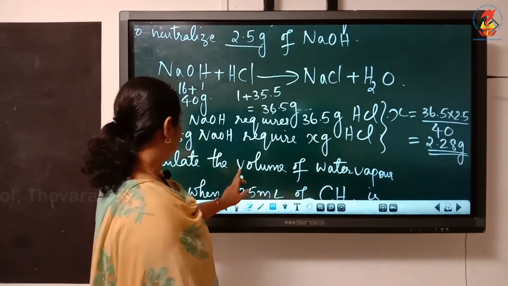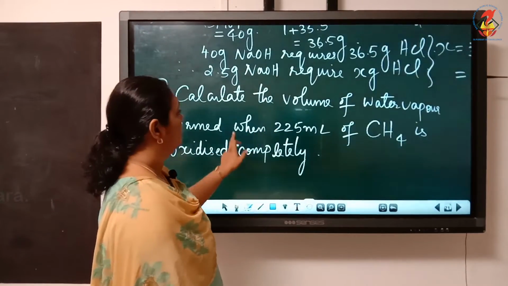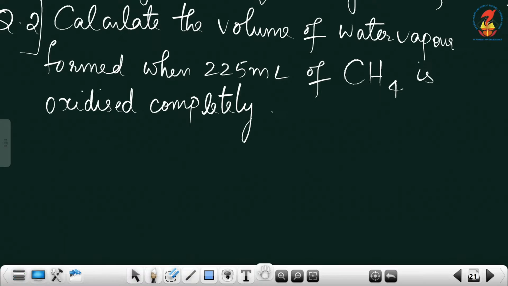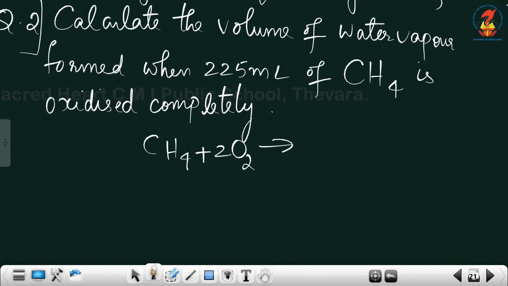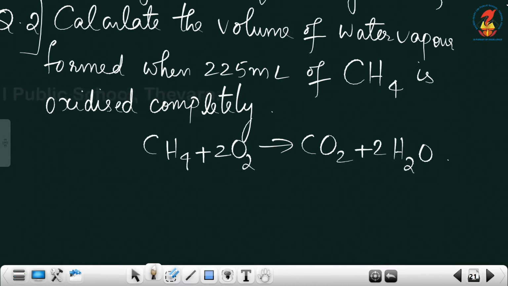Now the second question: calculate the volume of water vapor formed when 225 ml of methane is oxidized completely. So first we have to write the balanced equation. Here it is the oxidation of methane, or combustion of methane. The balanced equation is methane plus 2O2 gives carbon dioxide plus 2H2O.